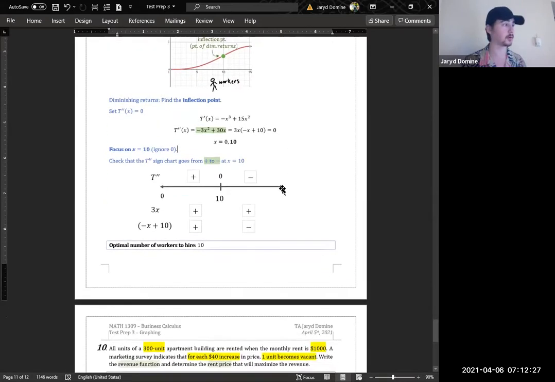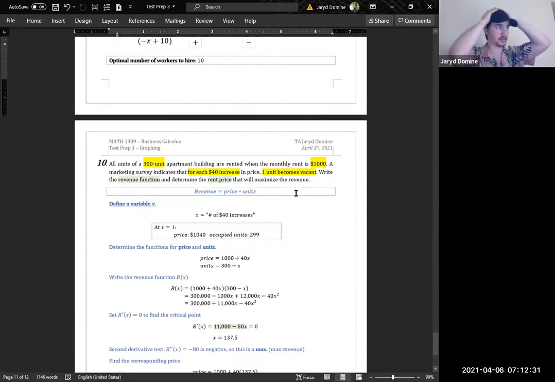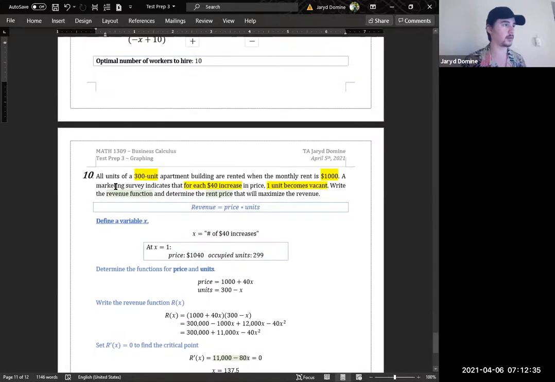Okay. One more. This one has a nice trick to it. This is something you haven't done before. Okay. So all units of a 300 unit apartment building are rented when the monthly rent is $1,000. A marketing survey indicates that for each $40 increase in price, 1 unit becomes vacant. Write the revenue function and determine the rent price that will maximize the revenue.